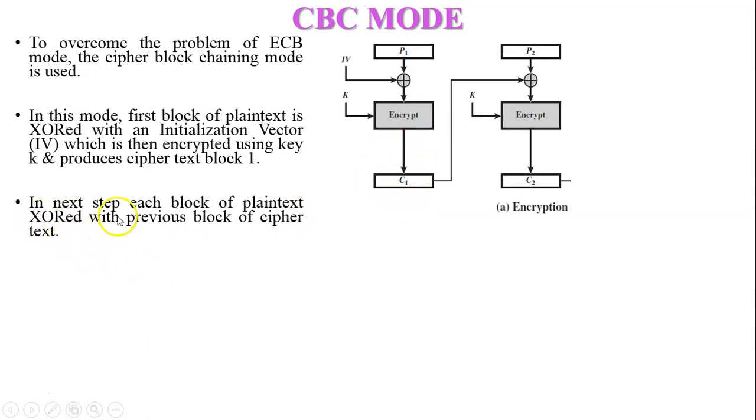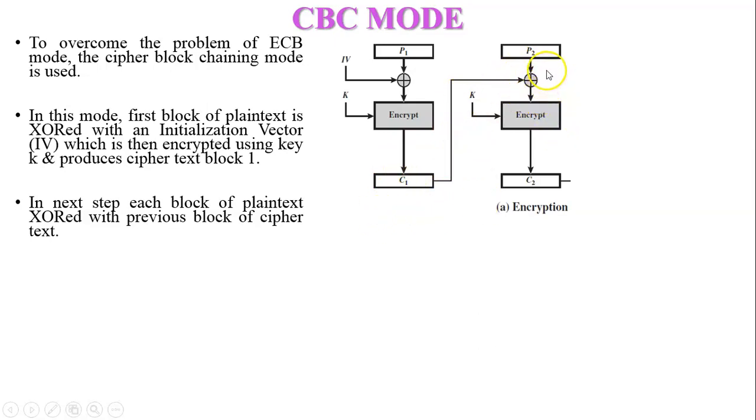Next, now see in this figure, this is the next step. Each block of plain text is XORed with the previous block of ciphertext. So in the first step there is an initialization vector. In the second step there is no initialization vector, so C1 is given as the input of the XOR. So now we can say this is the cipher block chain. Ciphertext is given to the second process. So this is cipher block chaining mode.